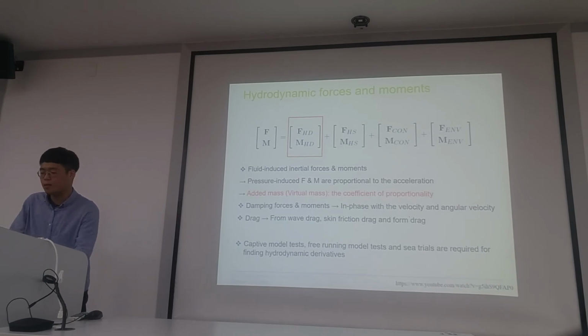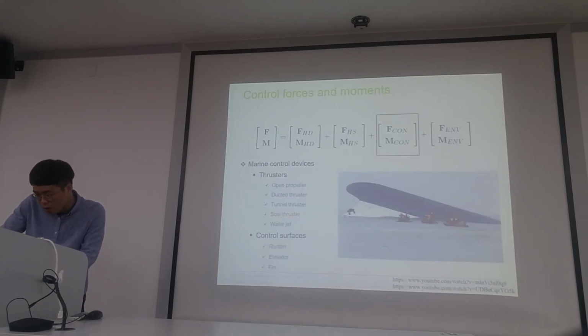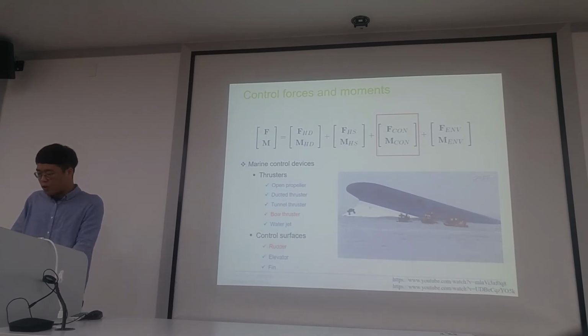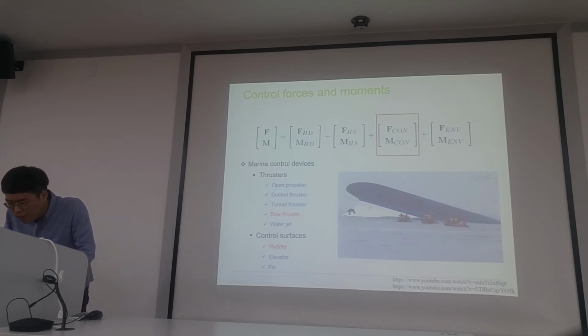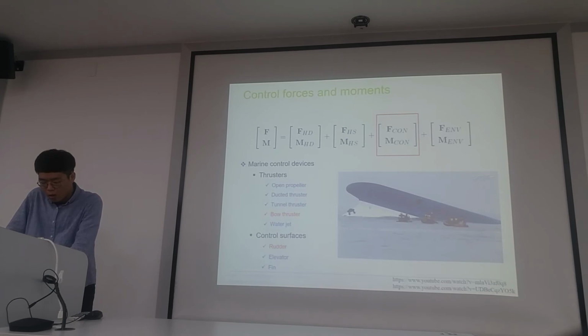As you can see, added mass affects the punching of the styrofoam plate, and it comes from the increase of pressure. The second one is control forces and moments. These are usually determined by marine control devices, which are used to change the direction of the ship. Especially, a thruster is a propulsive device for station keeping, reaction control systems, and so on. Actually, there are many types of thrusters and control surfaces, and I want to show you a video about both thruster and rudder.